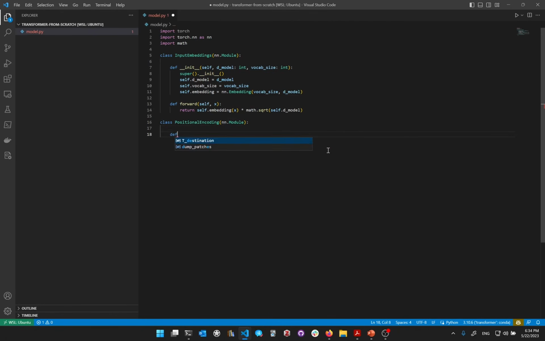And we define the constructor. What we need to give to the constructor is for sure the D model, because this is the size of the vector that the positional encoding should be. And the sequence length, this is the maximum length of the sentence, and because we need to create one vector for each position. And we also need to give the dropout. Dropout is to make the model less overfit.